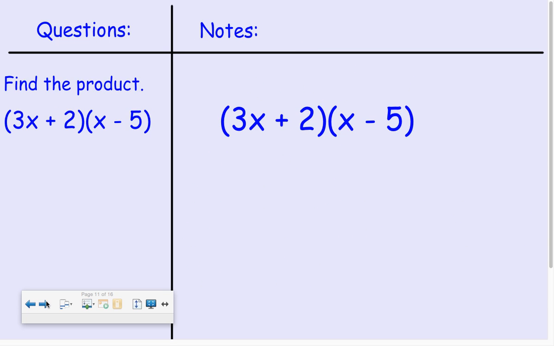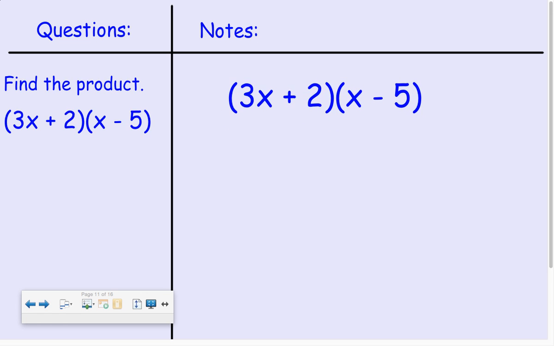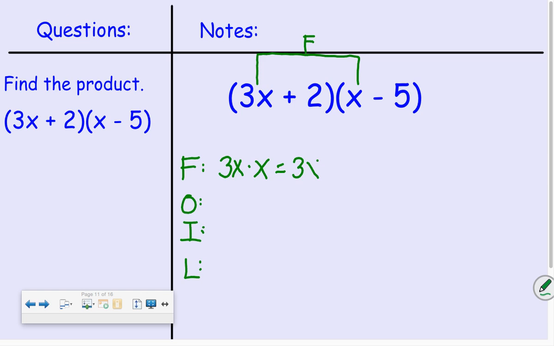All right, second one, find the product again. So we have two binomials, so we will FOIL. So first terms are 3x and x. My outer is 3x times negative 5, which makes negative 15x.